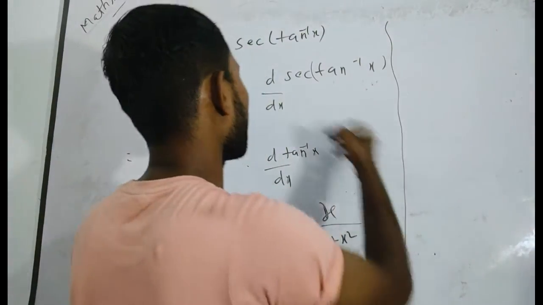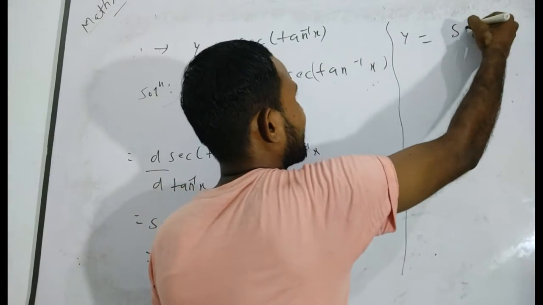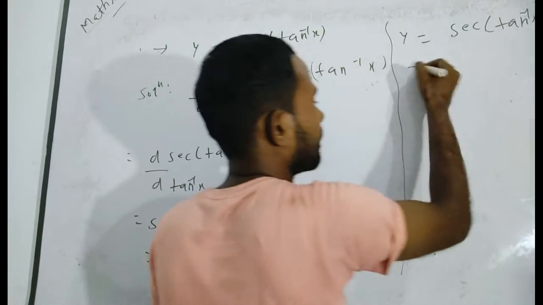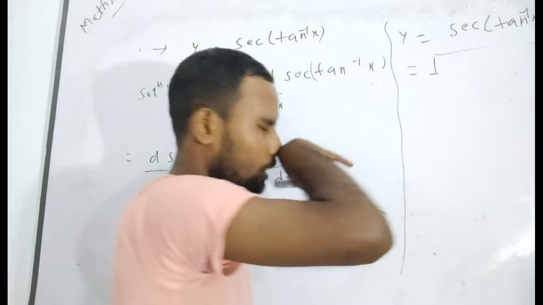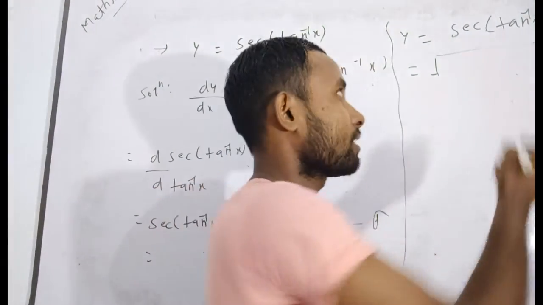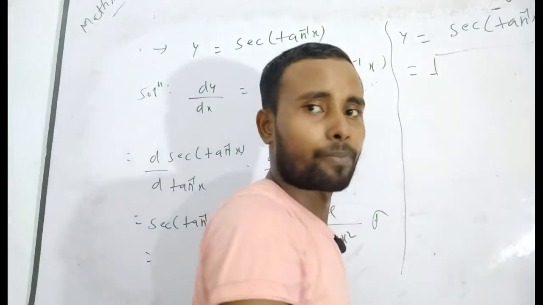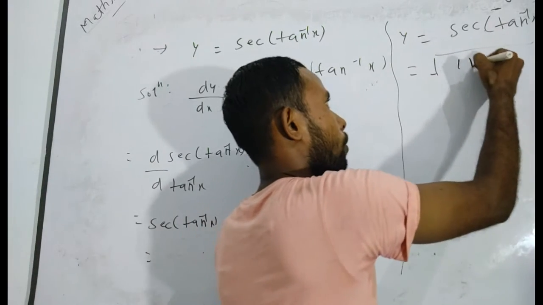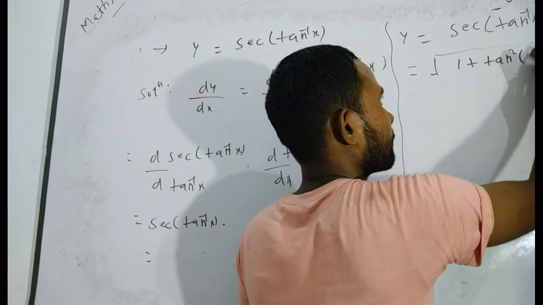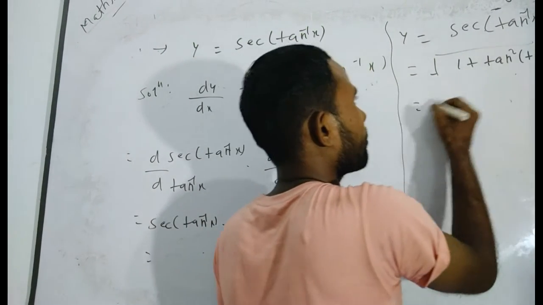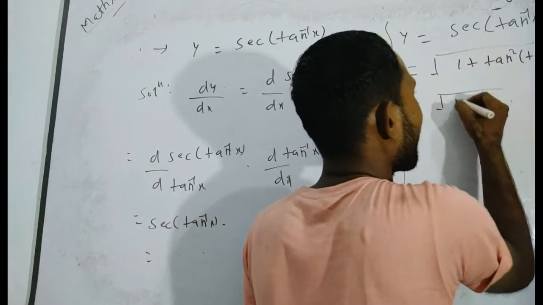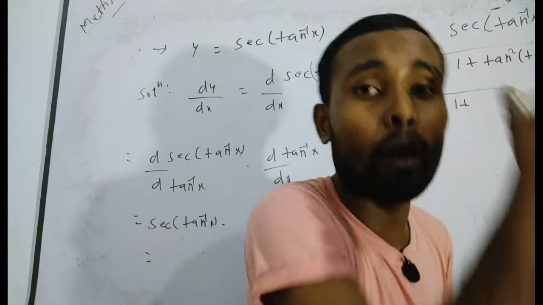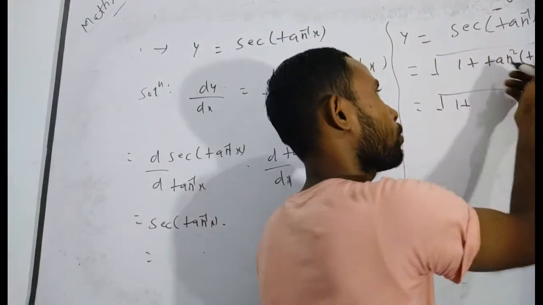There is also the second method. y is equal to sec tan inverse x. Now can you write what is the formula of sec theta? Sec theta is equal to root under 1 plus tan square theta. Can you write? Now it will be root under 1 plus tan inverse x whole square. Tan of tan inverse x is equal to x, so it will be x square.